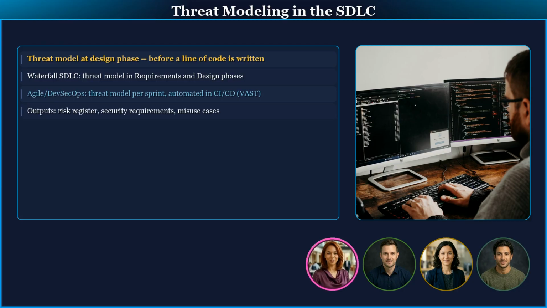The three outputs of a good threat modeling session are a risk register of identified threats prioritized by likelihood and impact, a set of security requirements derived from those threats, and a misuse case library. Misuse cases are the dark mirror of use cases. They describe how the system can be abused.